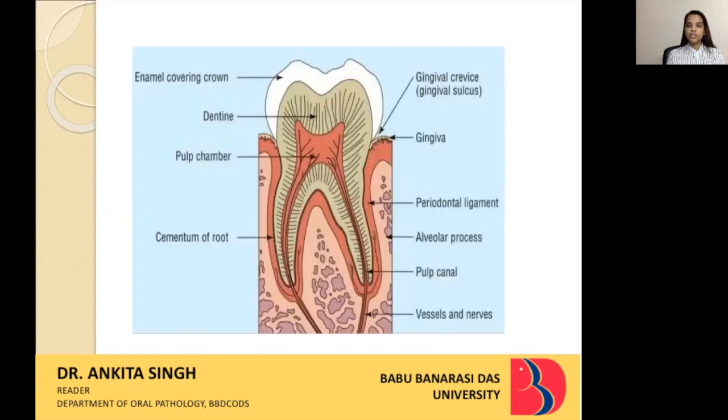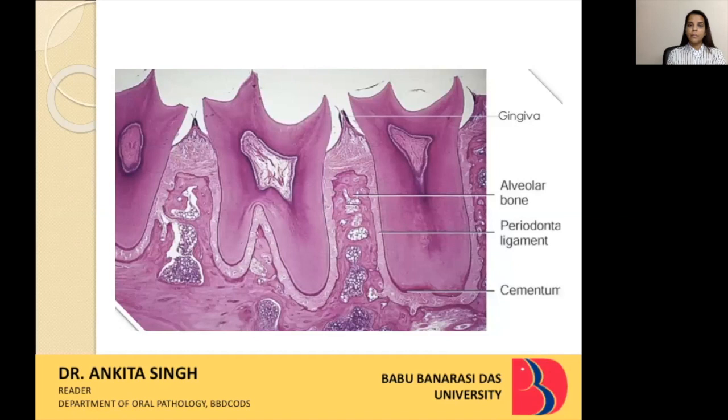Now this is the picture which is showing all the structures in the teeth. As we can see, enamel covering the crown, we can see dentine. Then in the center, we can see the pulp chamber. Then in the root part, we can see the cementum, the periodontal ligament, and also we can see the alveolar process that is marked. This is the picture of a periodontium in which we can see all the structures, the alveolar bone, and especially cementum also we can see.